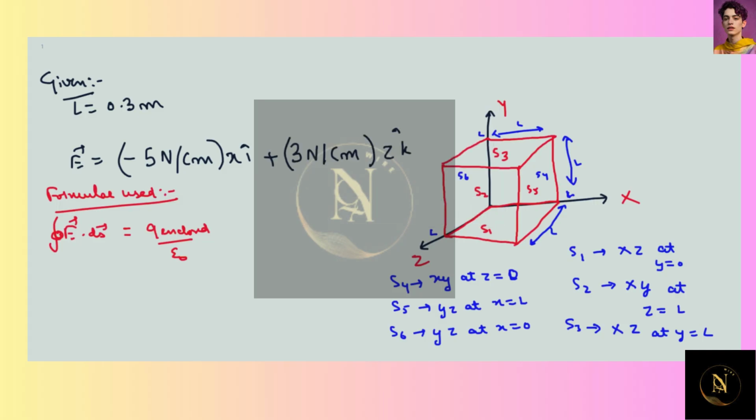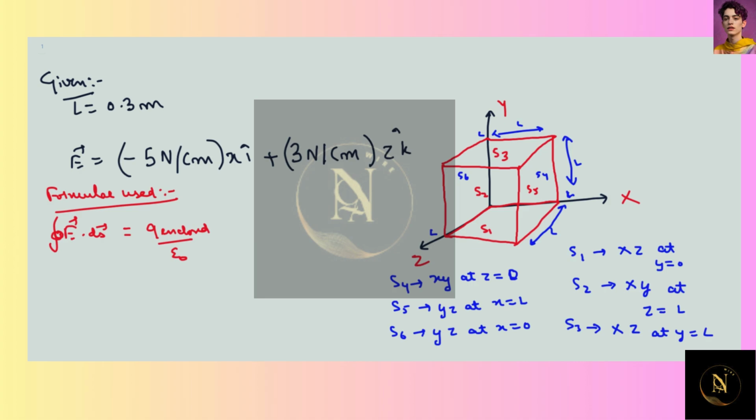Welcome to problem number 22.34. This is chapter 22, Gauss's law. In this question we are given a cube with side L equal to 0.3 meter, and one of the corners is at the origin. This is the cube, exactly as in figure 22.6.